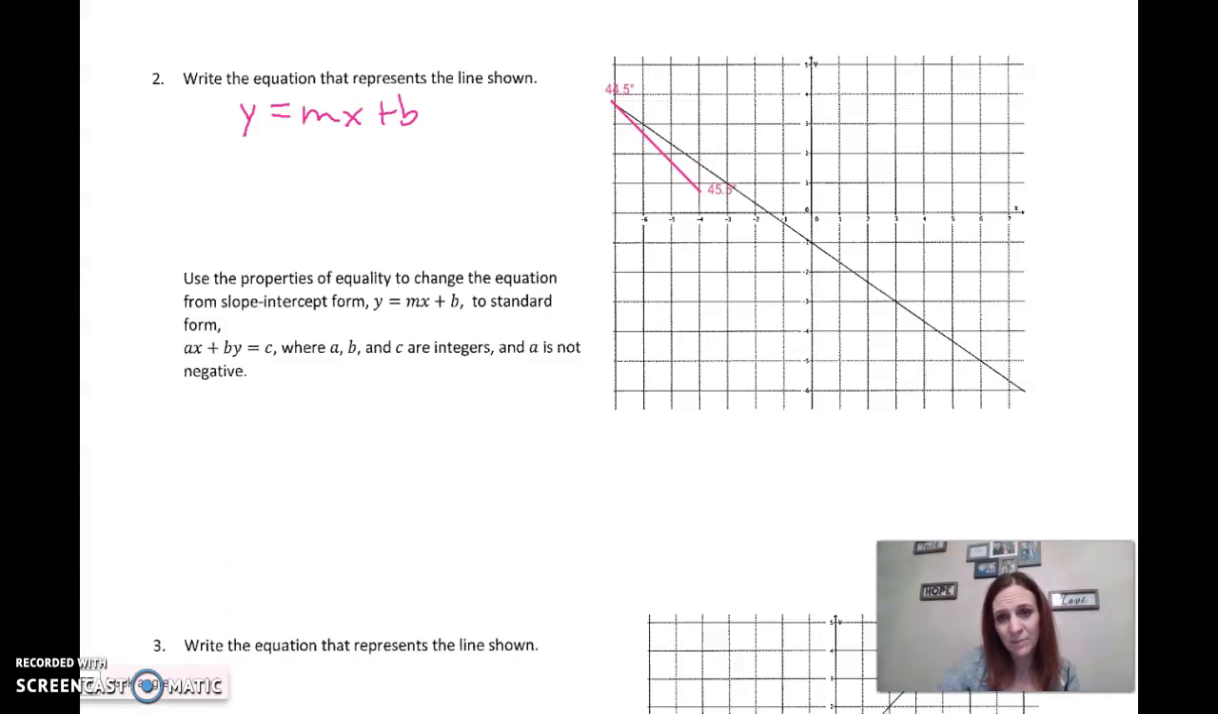So here's my line. It's declining from left to right, so I know that my slope is going to be negative. So I'm going to pick 2 points on the line, here's this one, maybe to this one. And I'm going down 2 and to the right 3. Down 2, to the right 3. So my slope is a negative 2 over 3.